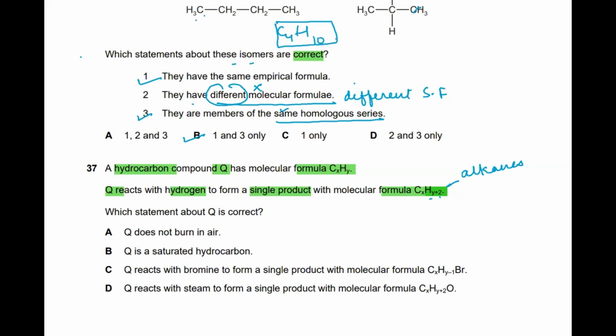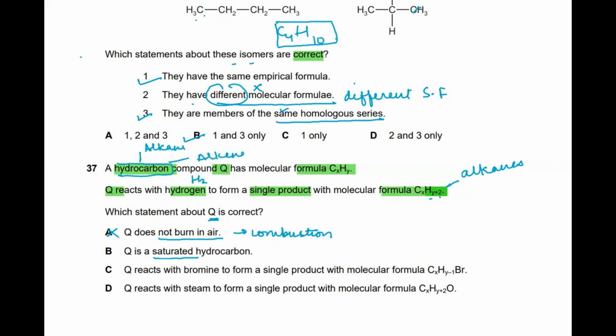Which statement about Q is correct? Now, Q does not burn in air. All organic compounds undergo combustion, so that is absolutely wrong. Q will also burn in air, so that's wrong. Then we have Q is a saturated hydrocarbon. Now they're saying that it reacts with hydrogen and it's a hydrocarbon. So we have only two types of hydrocarbon: one is an alkane and another one is an alkene.